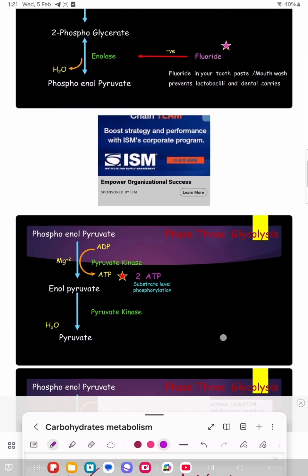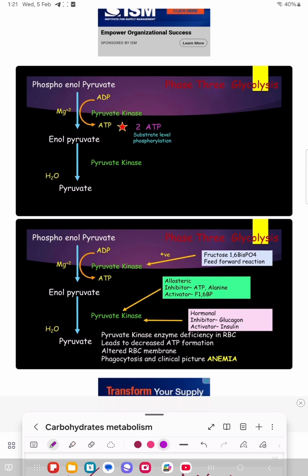Next, phosphoenolpyruvate will be converted to enol pyruvate, and enol pyruvate will be further converted into pyruvate, and the same ADP will be converted to ATP. Got it? So another substrate level phosphorylation takes place in this step. With the help of magnesium, ATP will be formed, with the help of pyruvate kinase.